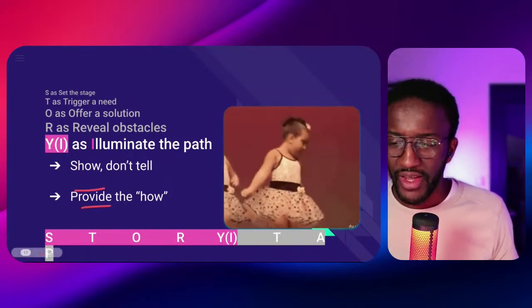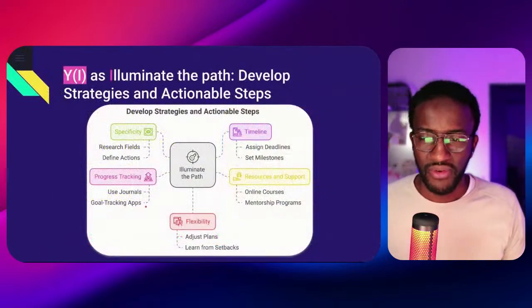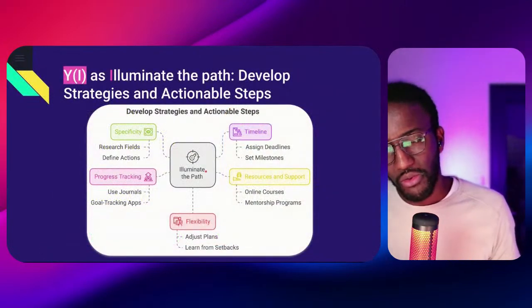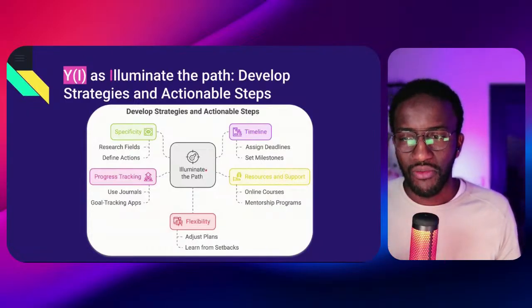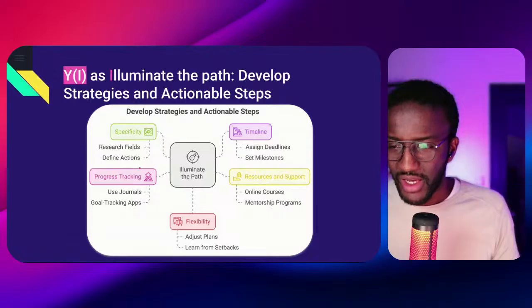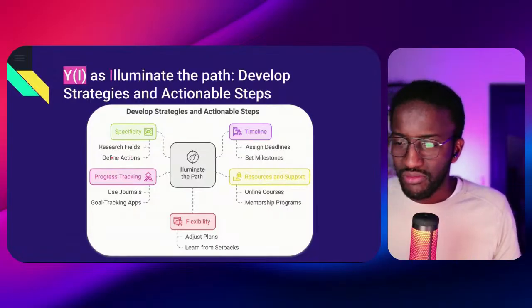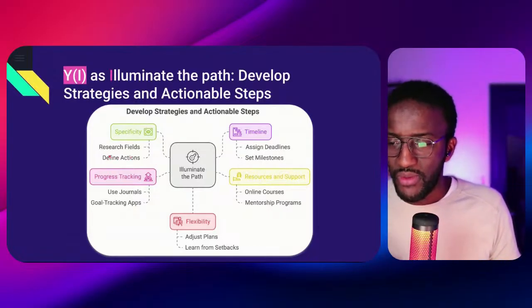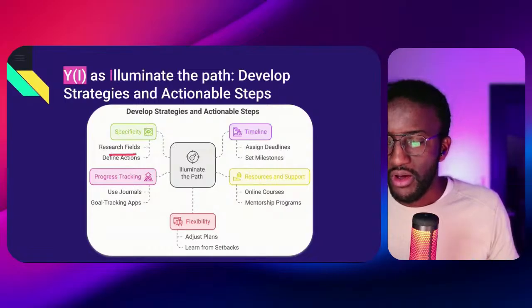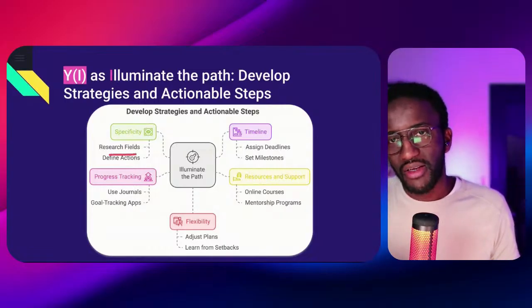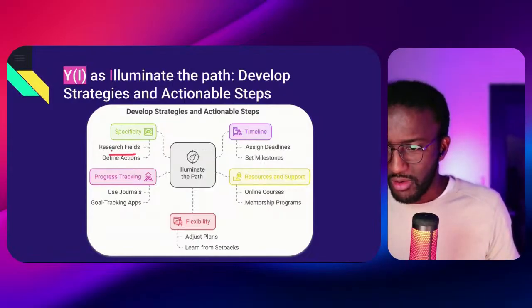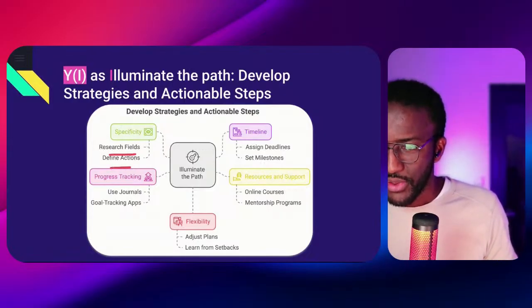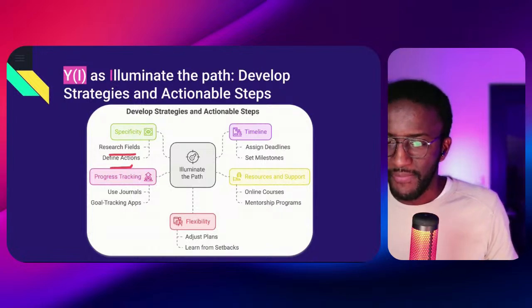This is where you provide the how, and in self-reflection, this is where you really have to be very specific on the what and the how, meaning you have to be very specific on what you want to do. For example, specificity can be translated into researching the area that you want to move into. You have to define clear actions, so it has to be very specific.